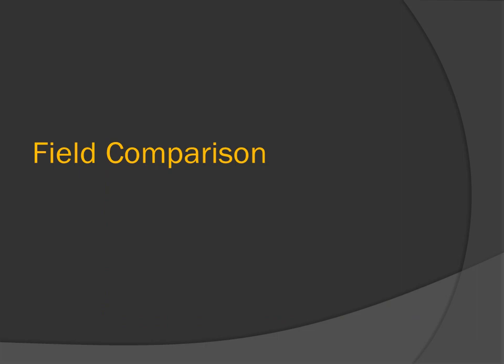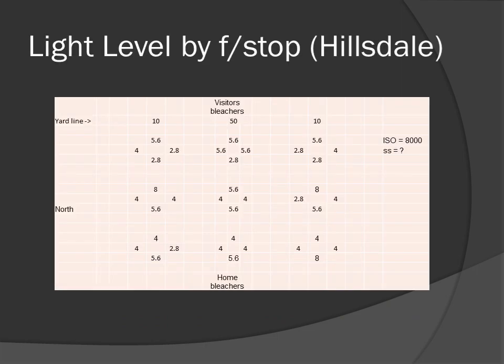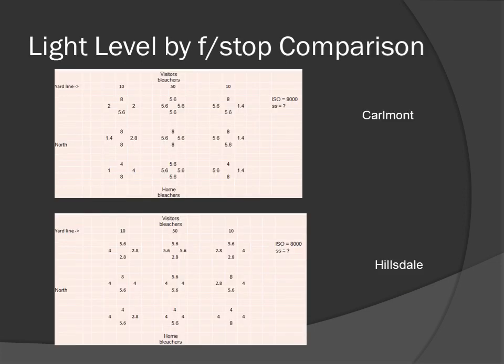Field comparison. So we do the same thing at another field. So this is Hillsdale High School. I did a light level plot. And now we compare my school, Carmont, at the top with Hillsdale at the bottom. And you can see the light level difference between the two schools. But it's kind of hard to see what is really going on because this is absolute light. So we go to the next step.